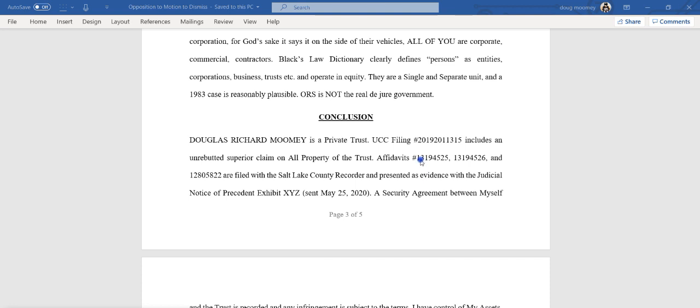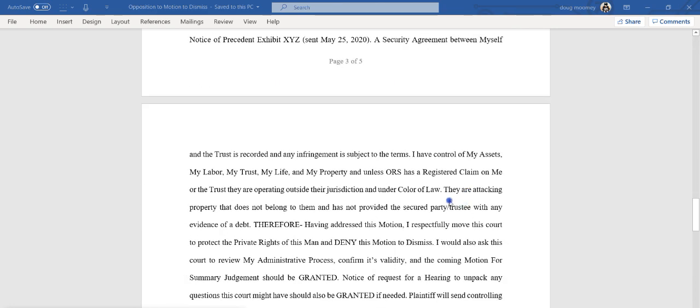Okay, I rescinded all their authority for lack of full disclosure. There is an affidavit of truth and an affidavit of sovereignty. Okay, they're all filed with Salt Lake County Recorder's Office, presented as evidence with this judicial notice of precedent as Exhibit XYZ. Okay, a security agreement between myself and the trust is recorded, and any infringement is subject to the terms. I have control of my assets.